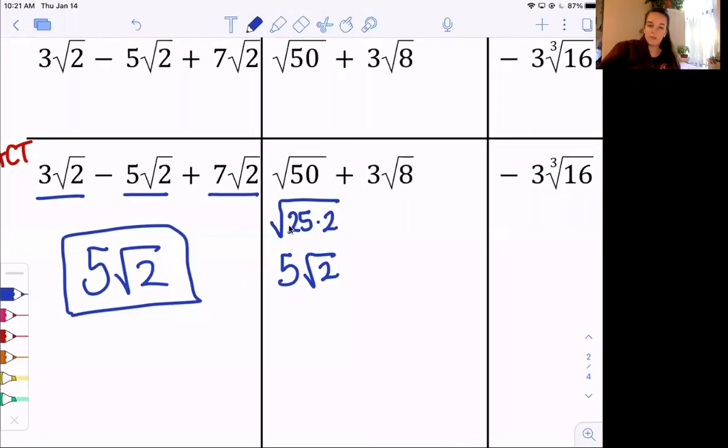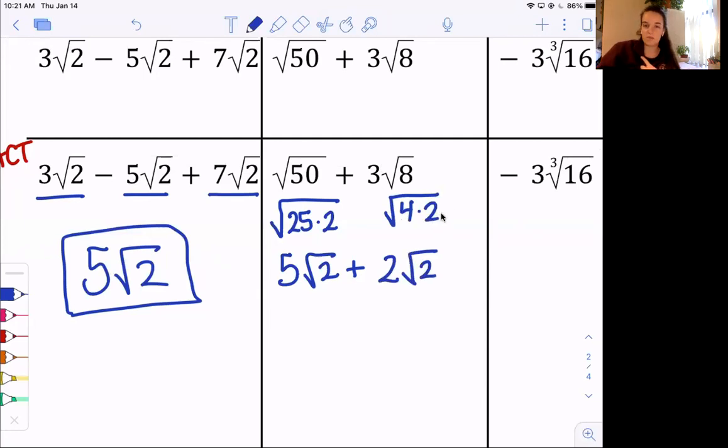5 radical 2, because the square root of 25 is 5. If you want to break it down, feel free to do so. I'm going to do it this way. And then here I need to add that to 3 square root of 8. I'm thinking of a square number that goes into 8, so 4, right? So this square root of 4 is 2 with 2 left over on the inside.